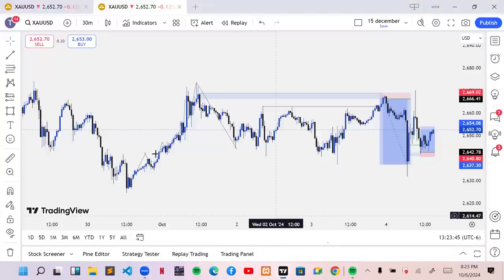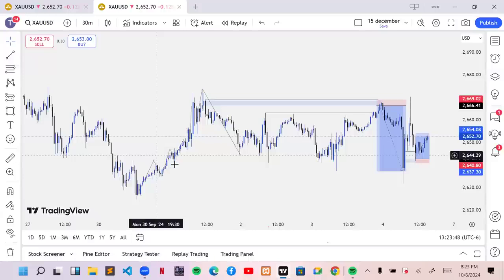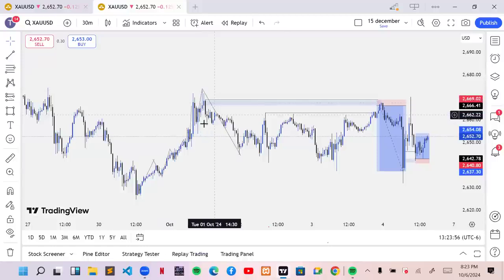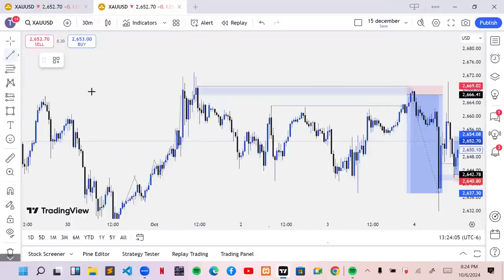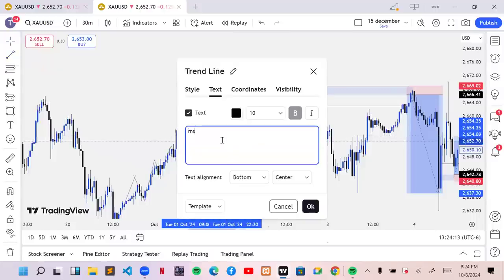So higher highs, higher lows, higher highs, higher lows, higher highs. The market now broke down the last low and made a lower low. This here is an indication that the market is now turning bearish. Market structure shift happened right here. This was the last low, and the market took out that last low.